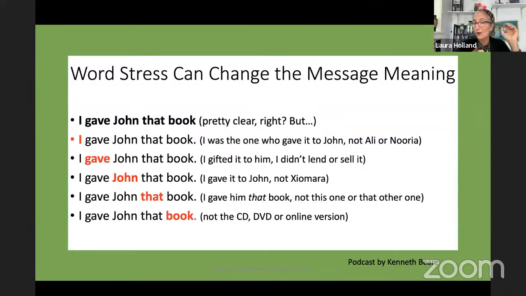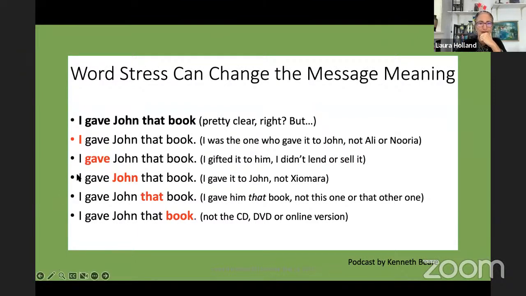Meaning I was the one who gave it to John, not Ali, not Nuria, not anybody else. I gave John that book. I gifted it to him. I didn't lend it to him or sell it to him. I gave him that book.